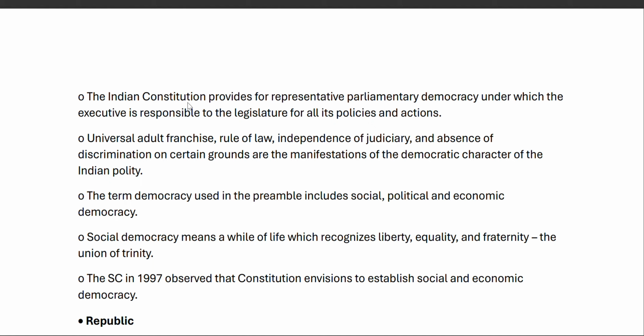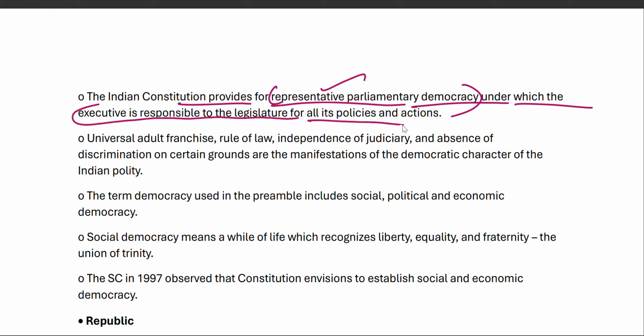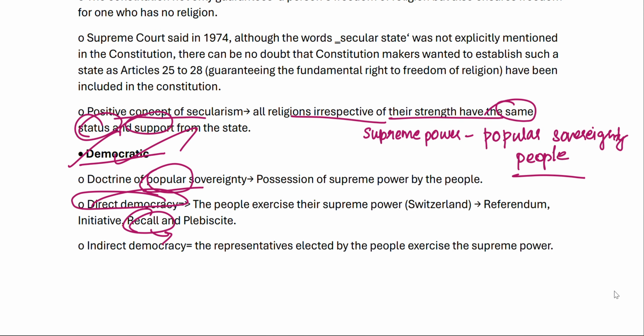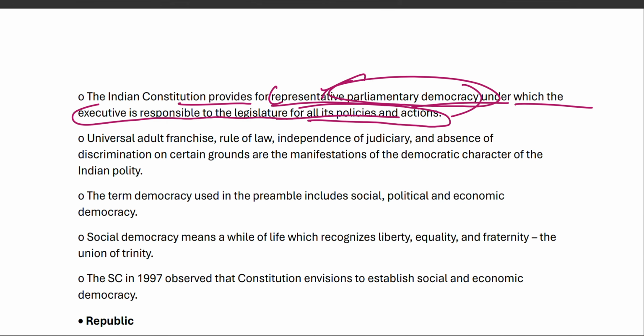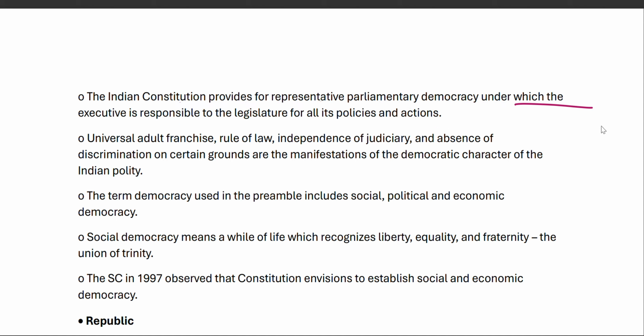Now, the Indian Constitution provides for representative parliamentary democracy. We are having parliamentary democracy under which the executive is responsible to the legislature for all its policies. What does parliamentary democracy mean? We know that we have democracy, right? But we are here speaking about parliamentary democracy, where the executive is responsible to the legislature for all its policies and actions. That is what we call a parliamentary democracy.